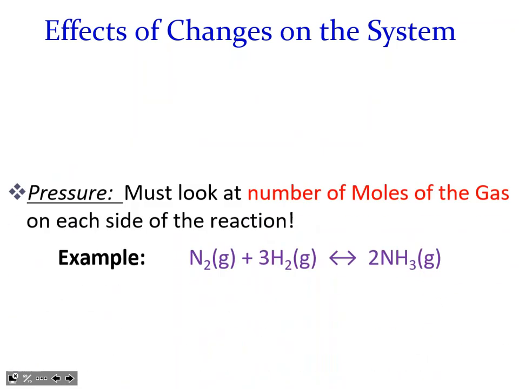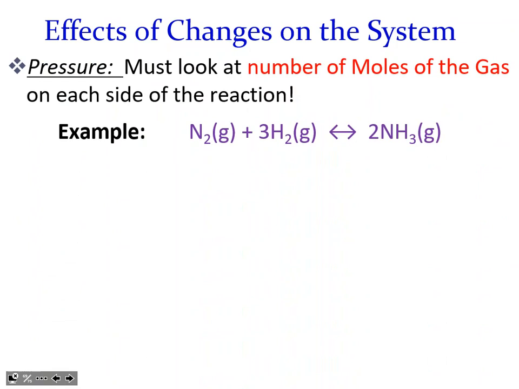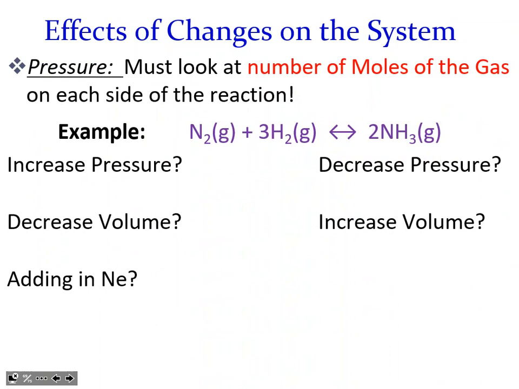Alright, so let's take a look here. Pressure, of course, look at the number of gaseous moles here. Let's count them. How many moles on our reactant side? 4 moles. So how many over here? 2 moles. First thing you should do before beginning. So if we increase the pressure, which way will it proceed?